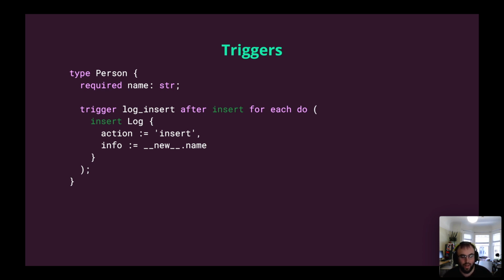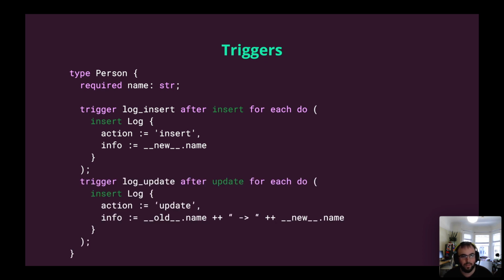Of course, it's not just inserts, you can also trigger on updates. So here we have an update where we log the old name of an object and then the new name that it's been changed to. Obviously, in a real situation, you would probably want to store this in a more structured way, but this is good for an example. Of course, you can also put triggers on deletes.